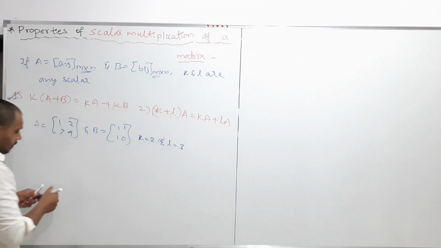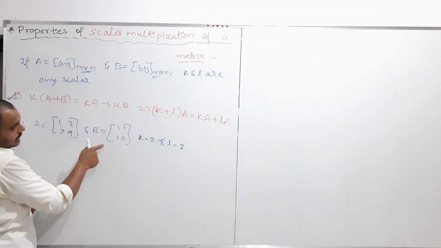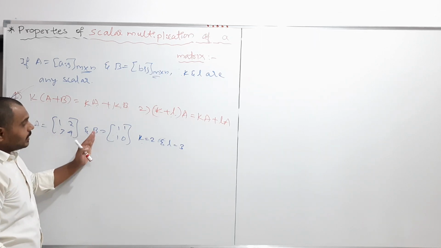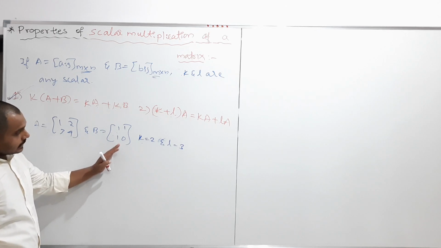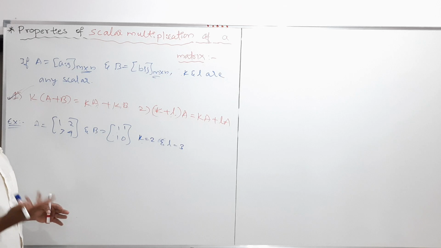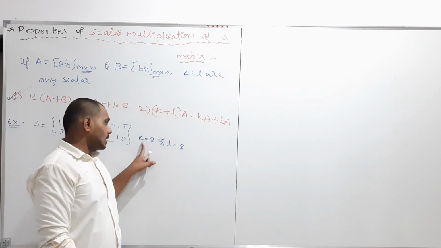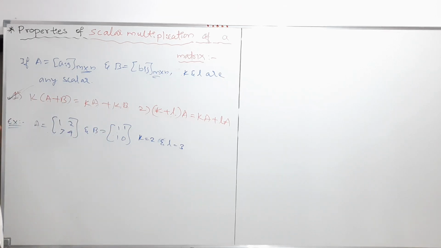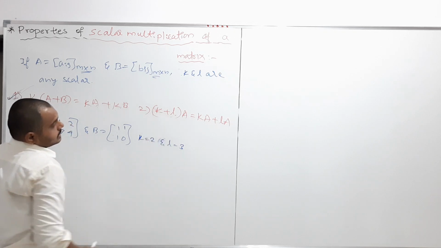K and L values. So the A matrix I should take like this, and the B matrix value I took like this, with K value 2 and L value 3. You can take any A and B values of your wish, but here I took these values. Come students, we'll discuss this second property.